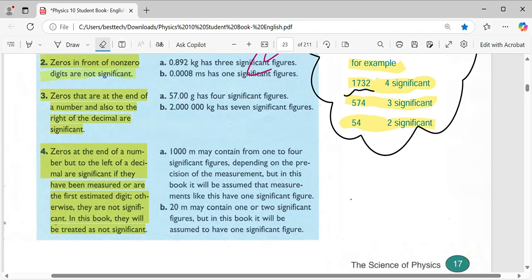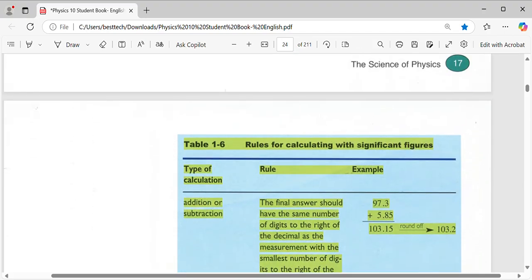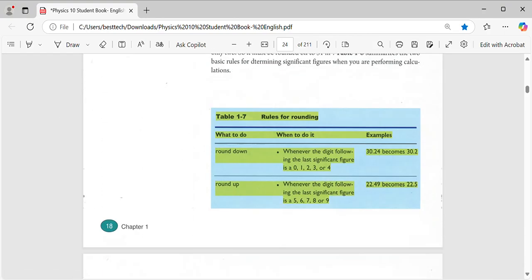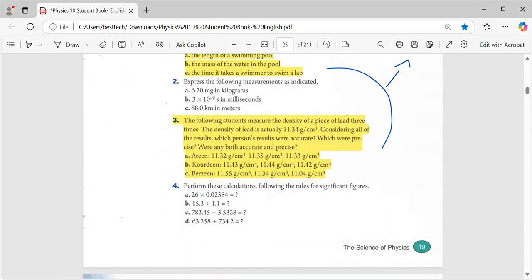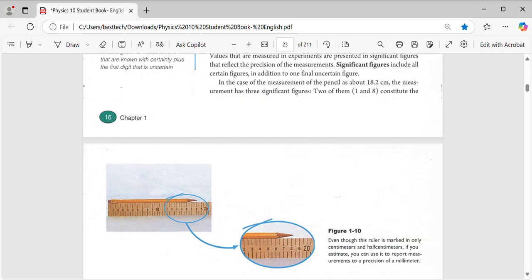Guys, today's enough, and I'm done. If there's any question, inshallah, in the upcoming videos, upcoming sections, we'll study this page, the rules of rounding, and we'll study some examples that are left here.